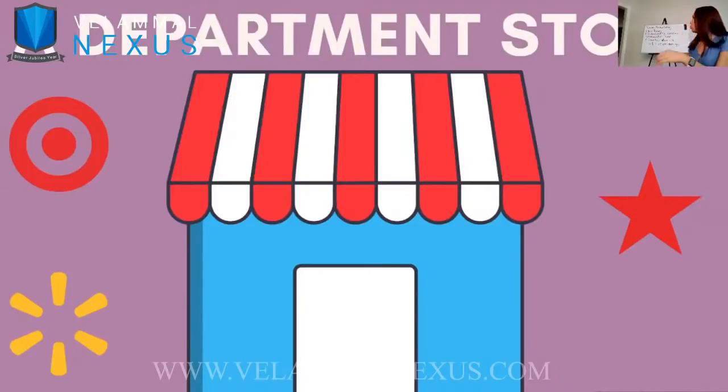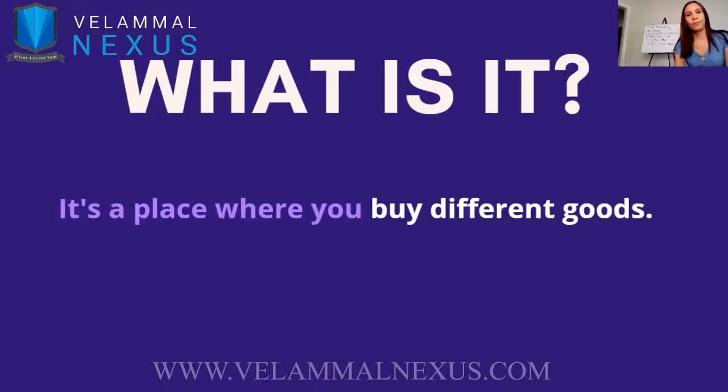Okay, so what is it? It's a place where you buy different goods. And if the definition of department store is not 100% clear, a department store is a place where you can buy a variety of items. You can buy groceries, cleaning supplies, electronics, clothing, you can even buy pets like at Walmart. You can buy medicines, there's a variety of things that you can get from these places.